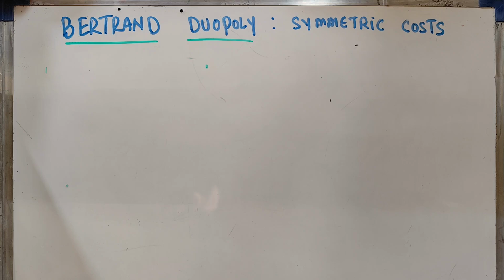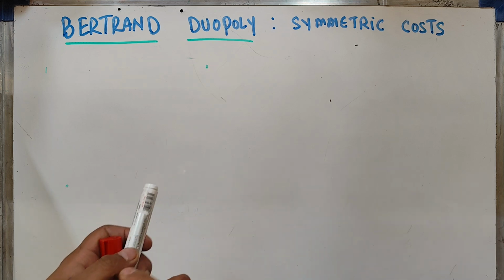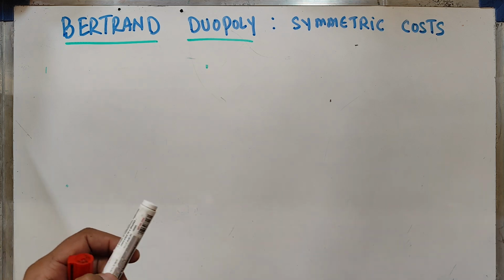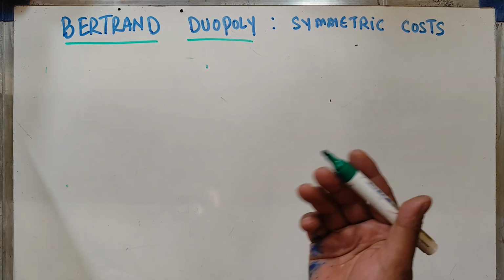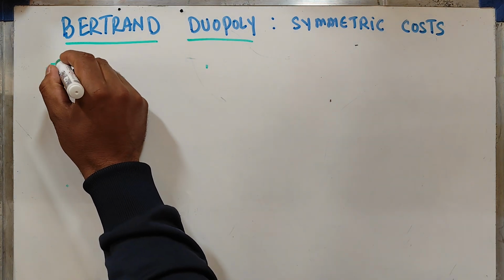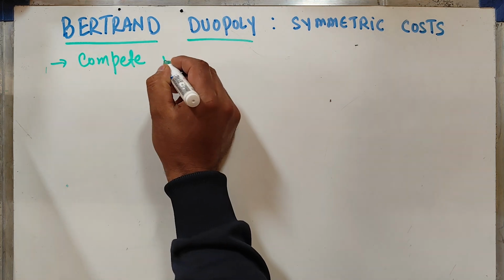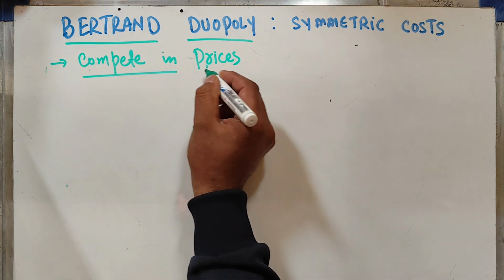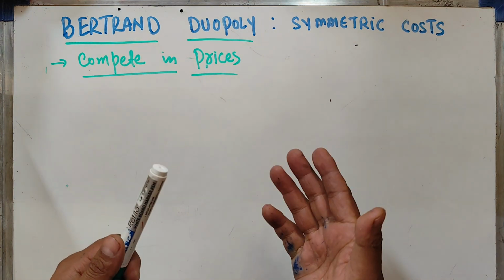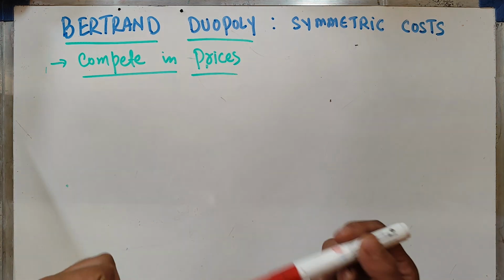In this video, we will learn about the Bertrand Duopoly model with symmetric costs, and how prices and output are determined in the case of Bertrand competition. What happens in Bertrand competition? Firms compete in prices, unlike in Cournot, where firms compete in terms of quantity produced. Here, the competition is purely in terms of prices.